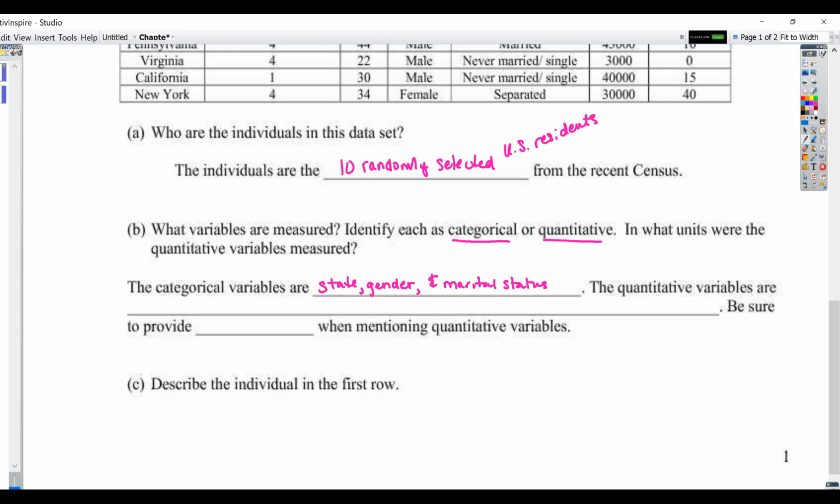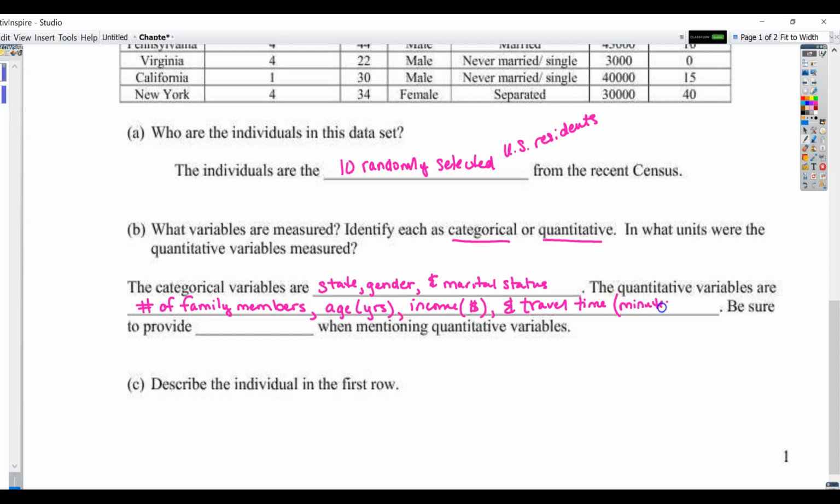The quantitative variables are the number of family members, age, and that would be in years. Now I don't need a unit for family members because you're actually just looking at the number of those. And then income, which is in dollars. You would think that's self-explanatory, but you do need to give that information. And travel time, and the time is given in minutes.